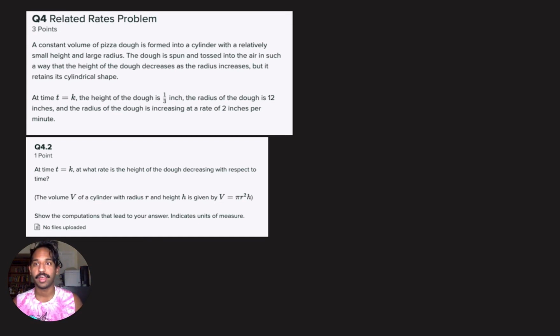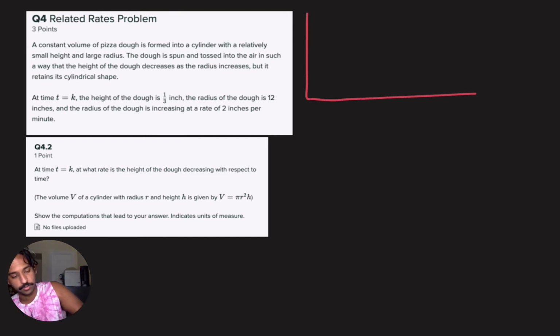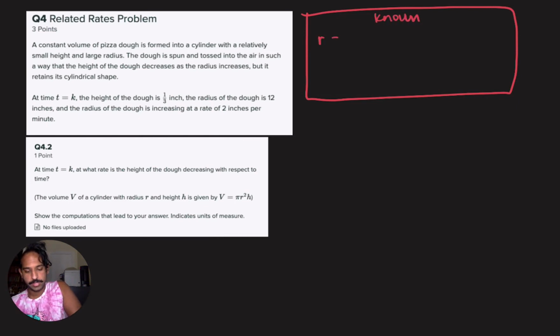We know a couple values here from the question. At time t equals k, the height of dough is 1/3 inch, the radius of dough is 12 inches, and the radius of the dough is increasing at a rate of 2 inches. And so we can put that into our knowns toolbox. Knowns: the radius is 12, the height is 1/3, and the radius of the dough is increasing, so dr/dt is 2.